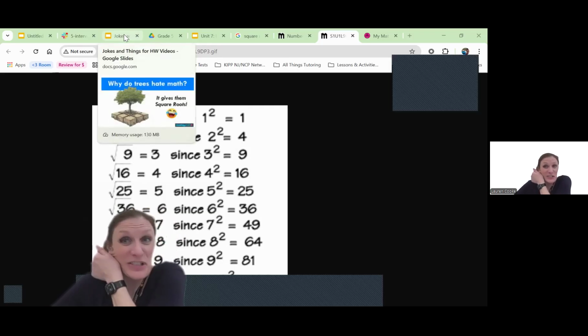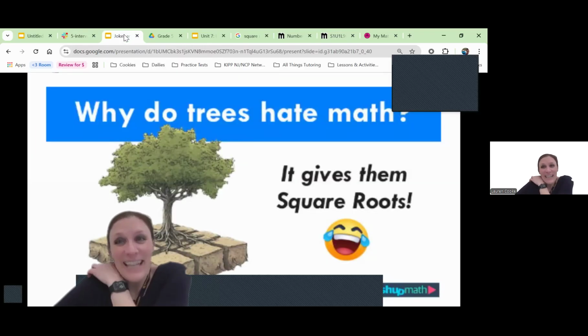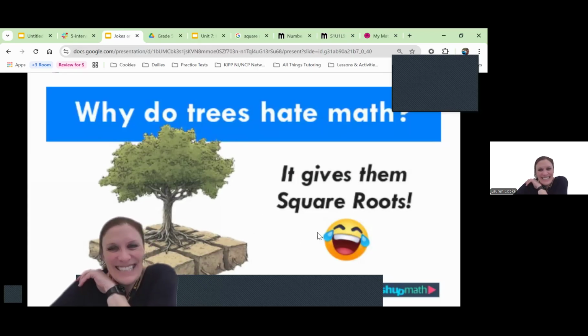All right, so here's the joke. Why do trees hate math? It gives them square roots. Anyways, that was my joke. But I also wanted to show you what squares are.